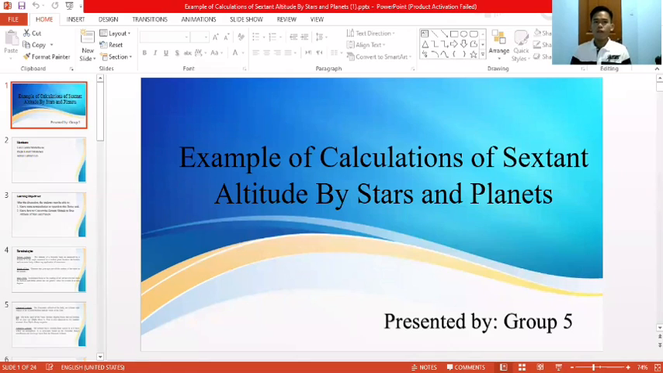We are Group 5 and we are here to discuss the calculation of sextant altitude by stars and planets, and an example problem for each celestial body.